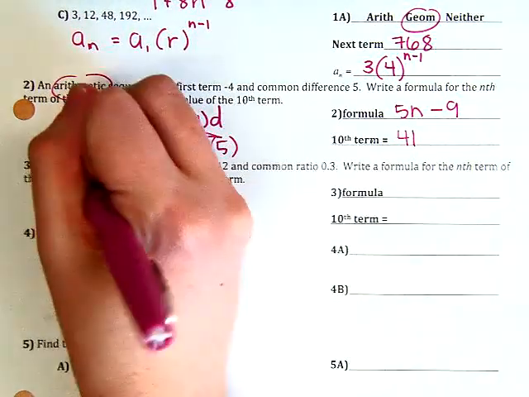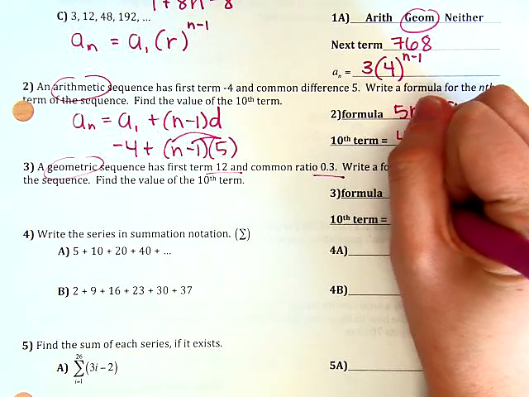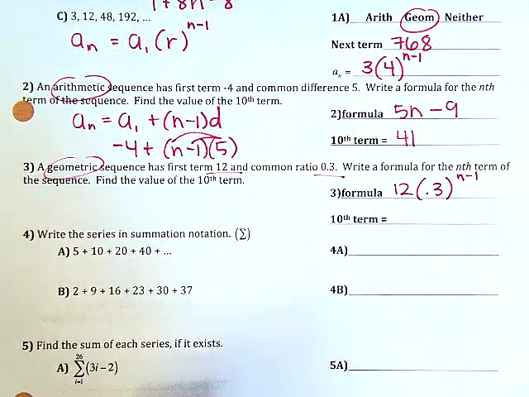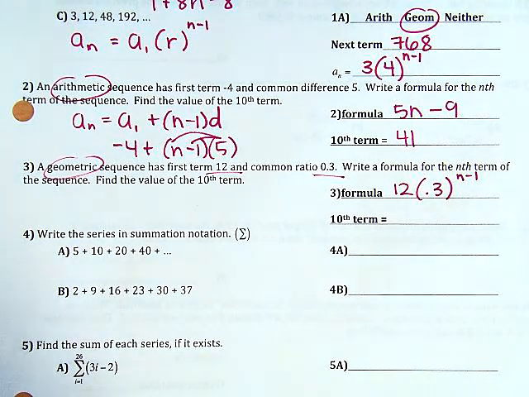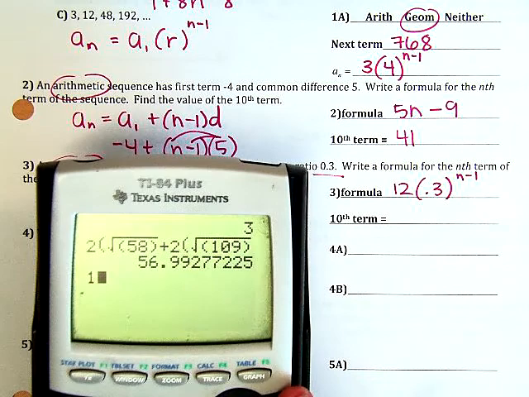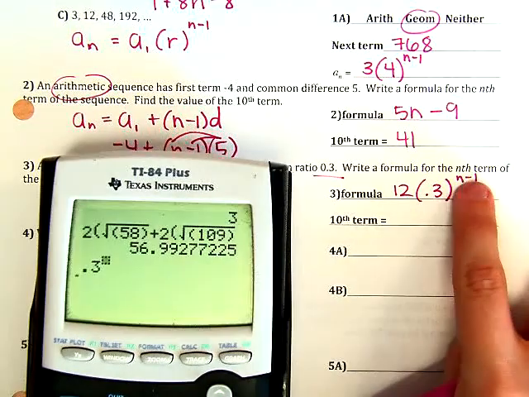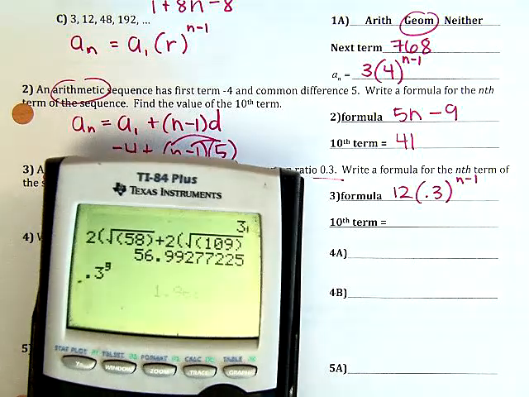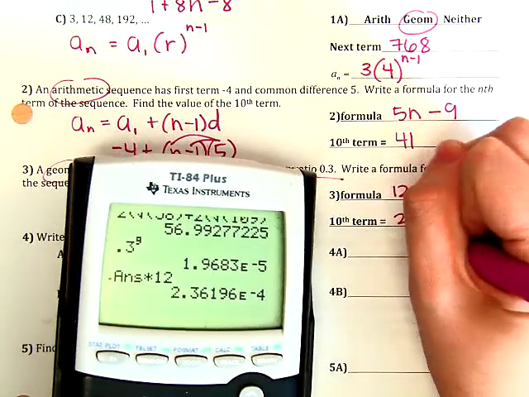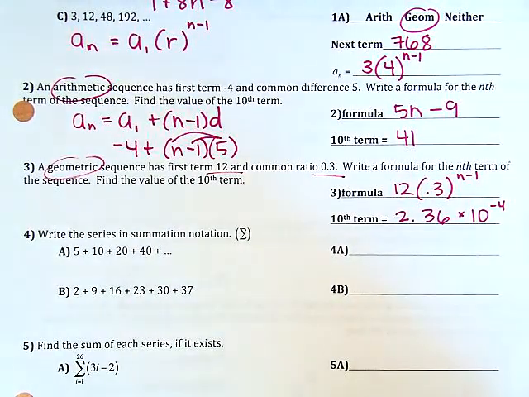Next one's geometric. Geometric sequence, first term and ratio. So for my formula, it's super easy. Remember, it's first term times my ratio to the power of n minus 1. To plug in my 10th term, I'm going to use my calculator. I'm going to plug in 0.3 to the power of 10 minus 1, which would be 9, times 12. And I get 2.36 times 10 to the -4, so it's a really small number.